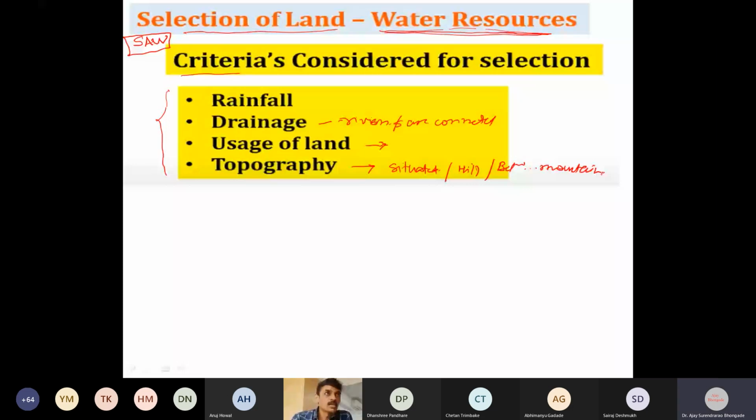Now these are the criteria considered for the selection, or we can say these are the attributes of that particular option, right?